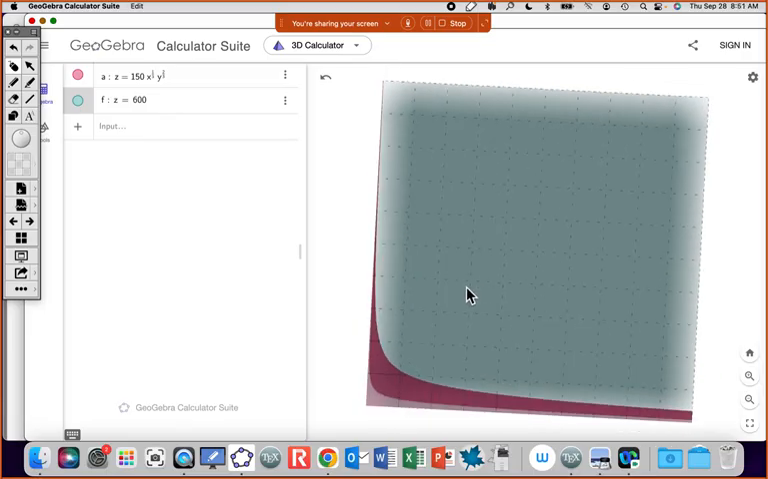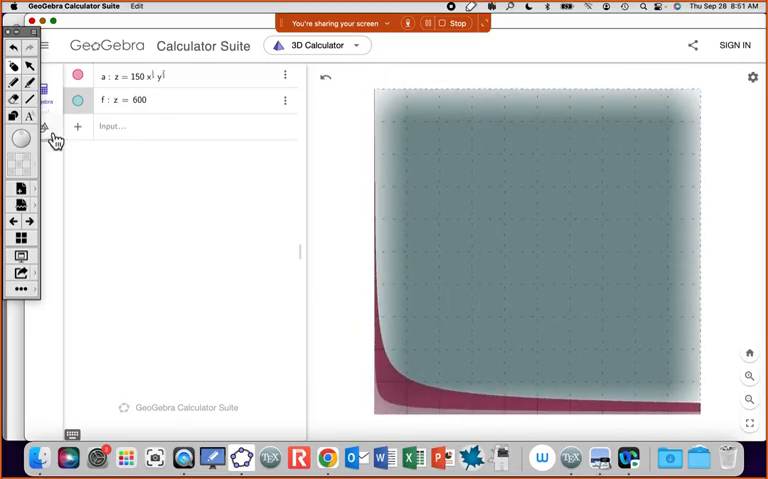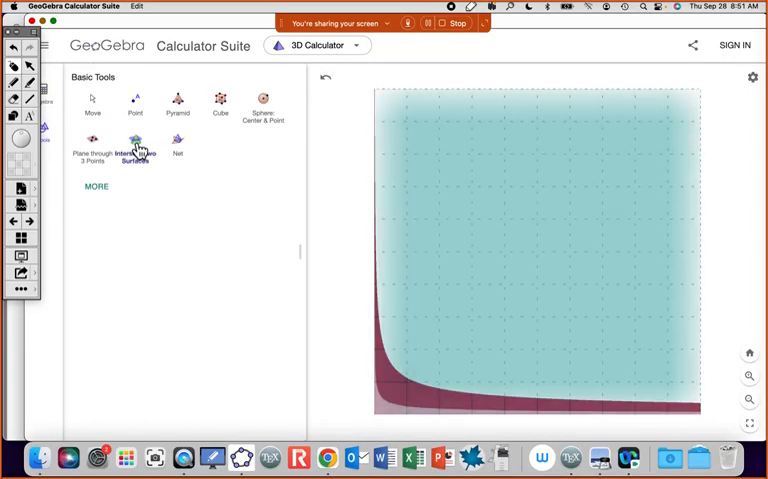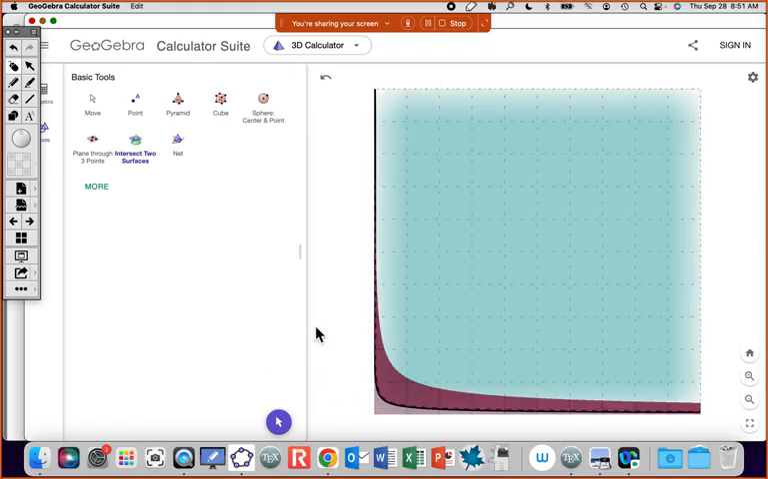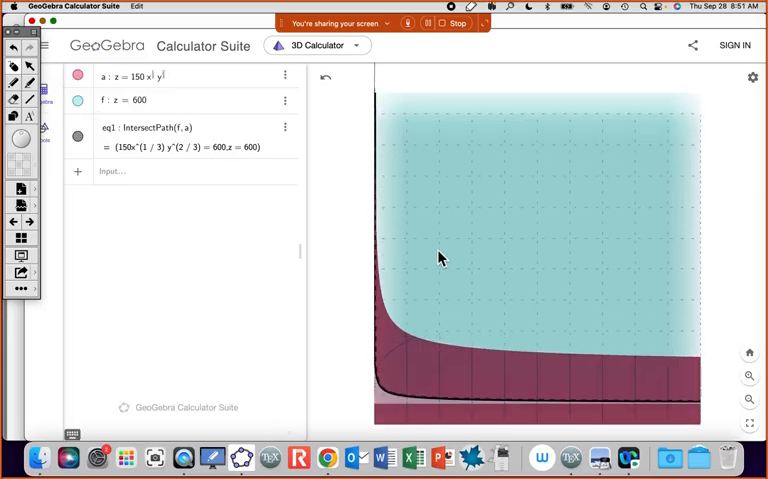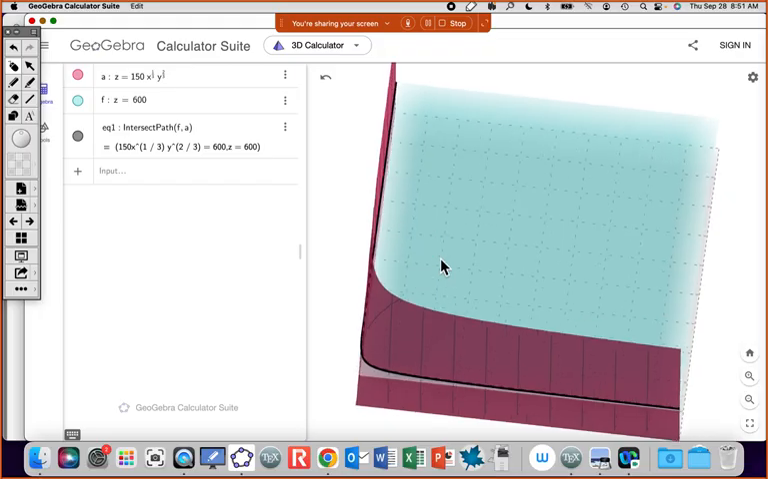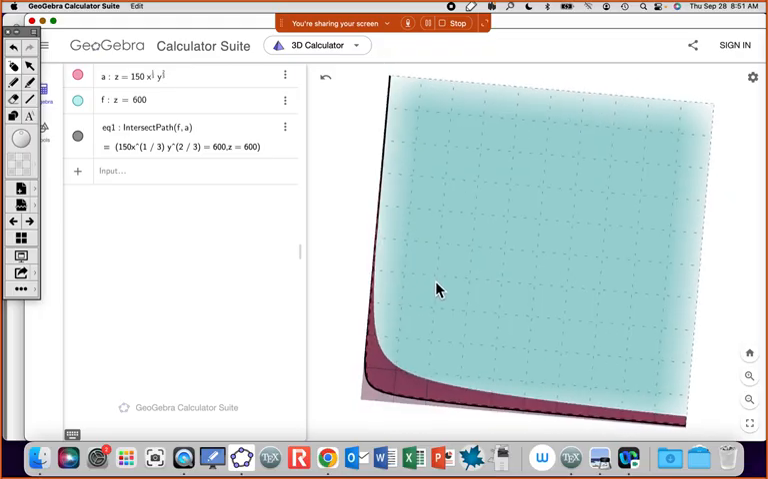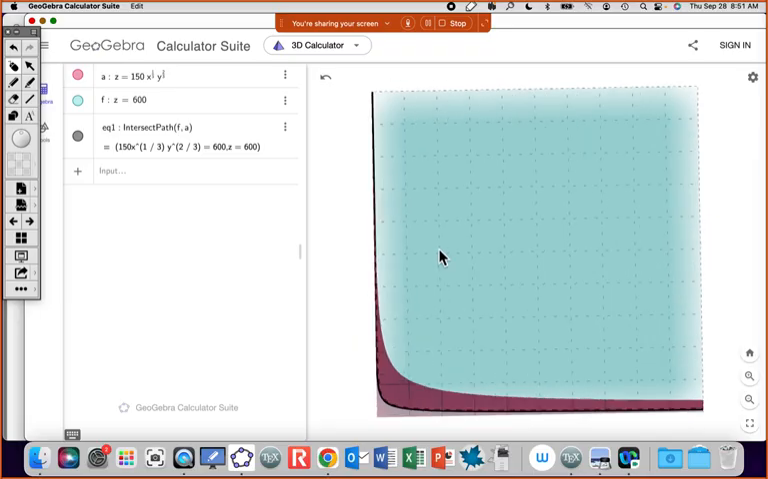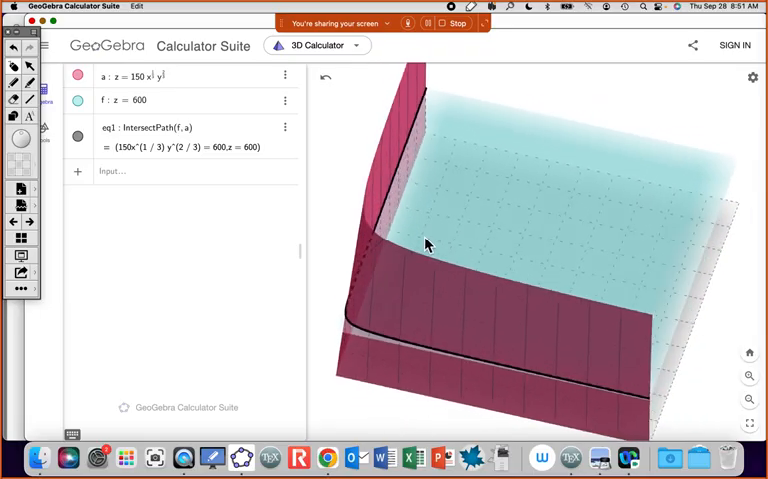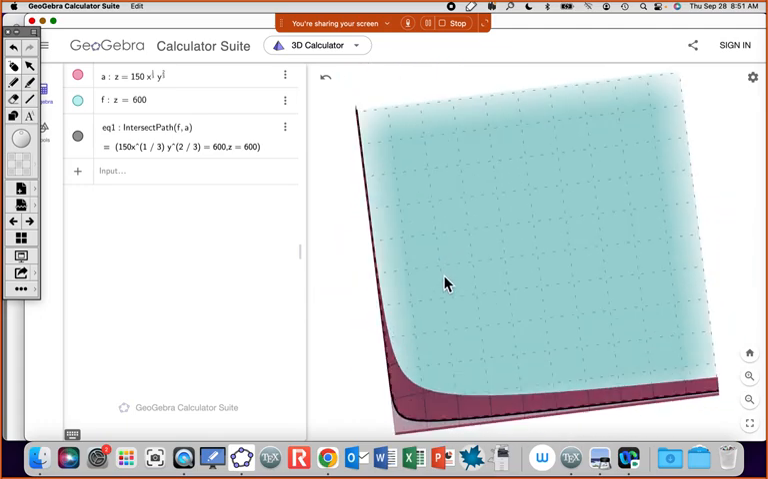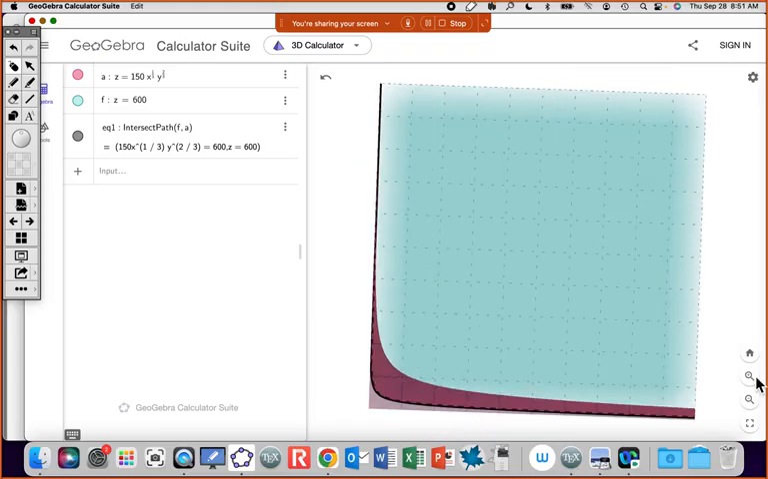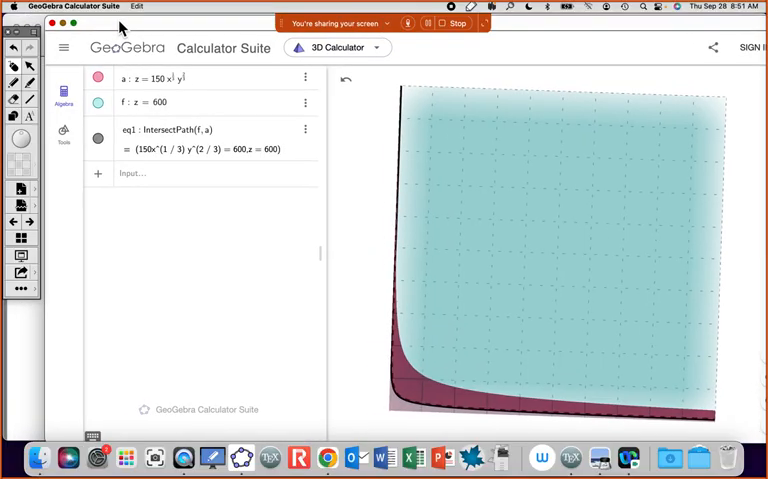Boom, there it is. If I look at the intersection of these two things, so I go to Tools, Surface Intersection, click, click. There it is. If I get it straight down, it should be the intersection. So that represents our isoquant, and if I look straight down the axis there, that's what we're getting. Okay.